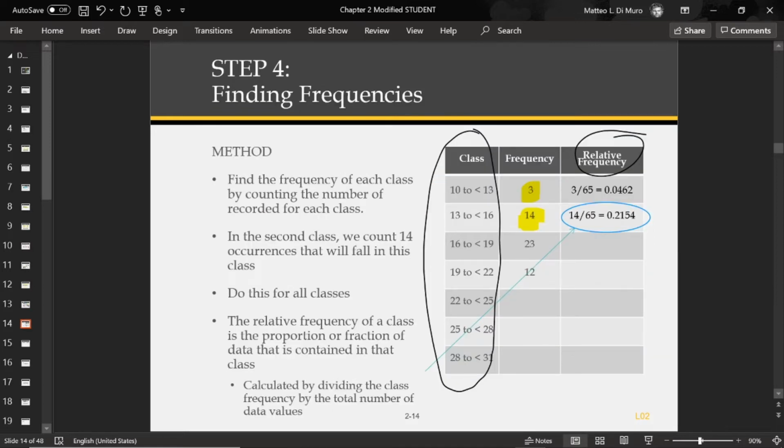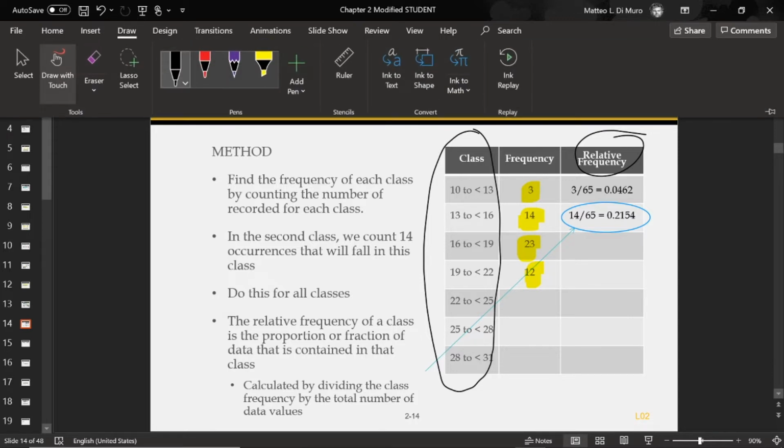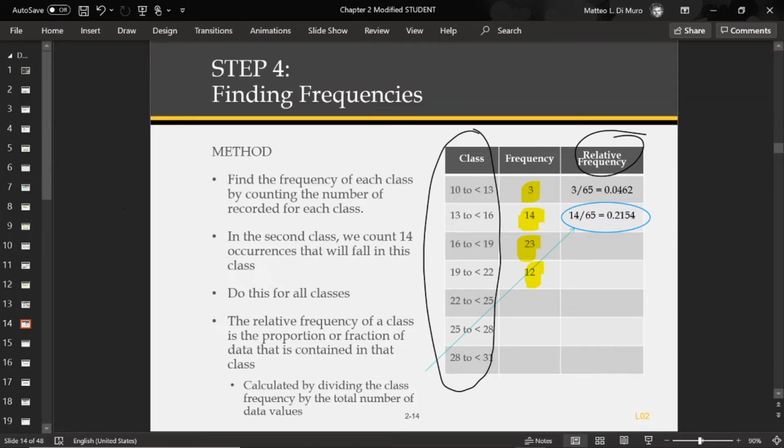Okay, so you should have found that there's 14. Go 14 divided by 65, you get that relative frequency. Likewise, you're going to have 23 and 12 for the next 2 classes. Okay, I'm going to finish filling this out. I do recommend that you go and try it out yourself. So there are 8 in this class, and there are 4 in this class, and 1 in that class.